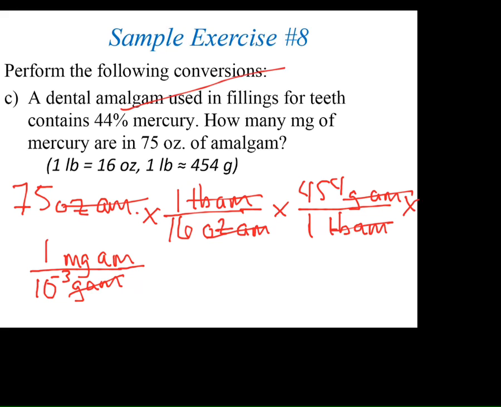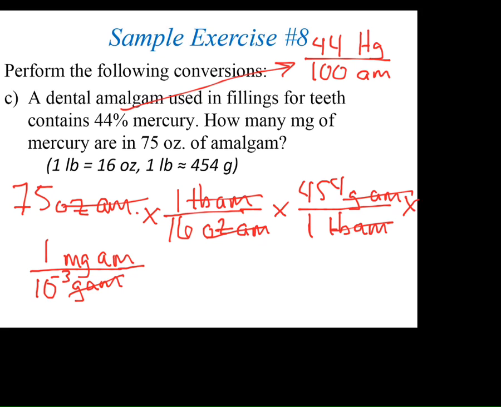Okay, give me the big scary blank look. So 44, same as saying 44 mercury, which you might know the symbol, hopefully. If not, you still have one more week. Mercury is Hg over 100 amalgam, right? That means 44% out of 100.